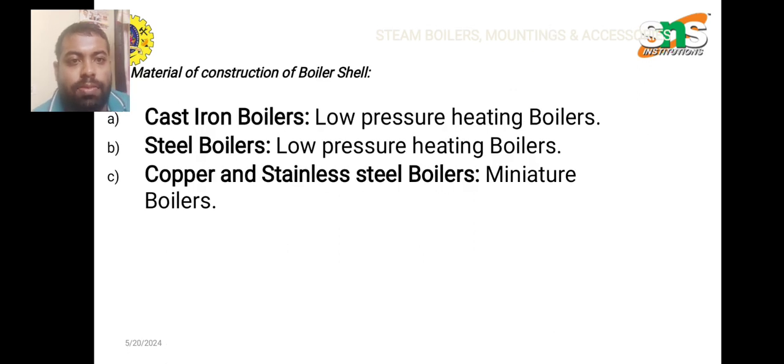Material of construction of boiler shell. They use three materials: cast iron for low pressure heating boilers, steel for low pressure heating boilers, and copper and stainless steel for miniature boilers.